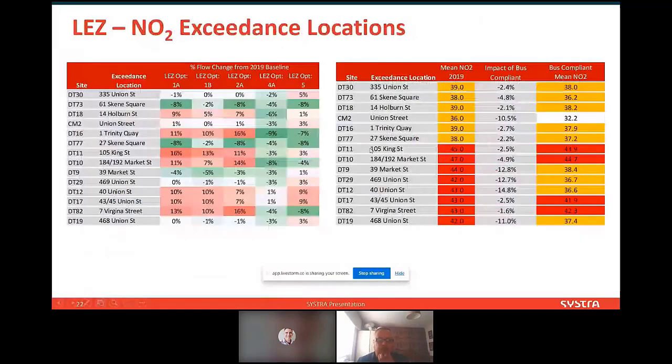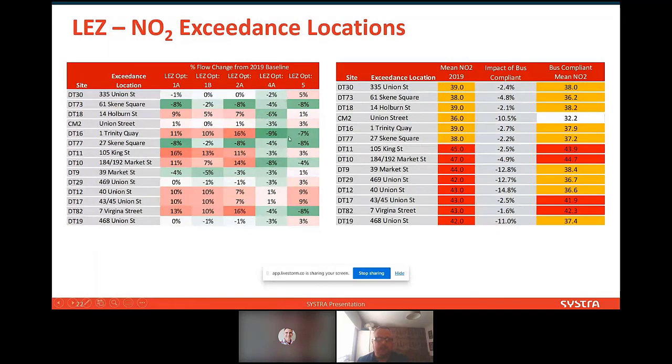Without focusing too much on the numbers here, I just wanted to show these two figures when we're looking at the exceedance locations. So these are our 14 exceedance locations, and we had, as an example, different LEZ boundary options, and we can see where traffic flows had gone down, traffic flows had gone up with each boundary. Some of the boundaries covered these exceedance locations, some of them didn't. They don't necessarily have to cover those areas, but the LEZ has to influence the traffic flow through these areas.